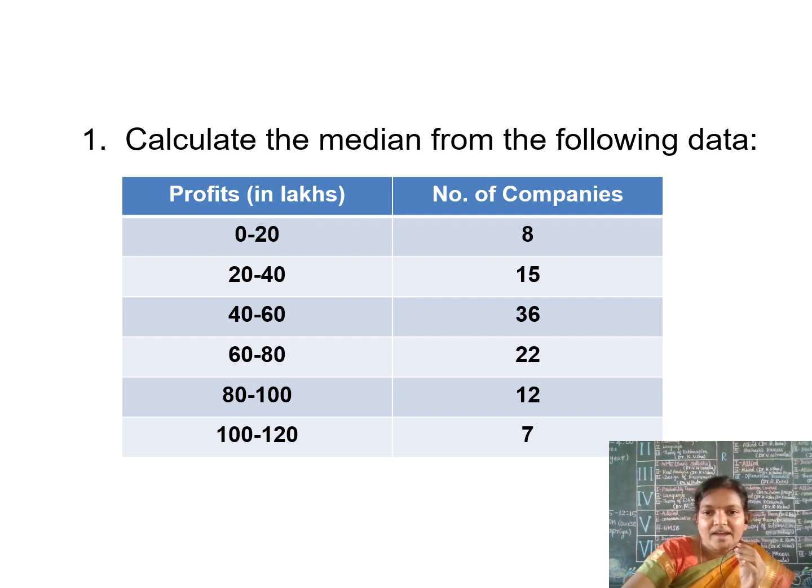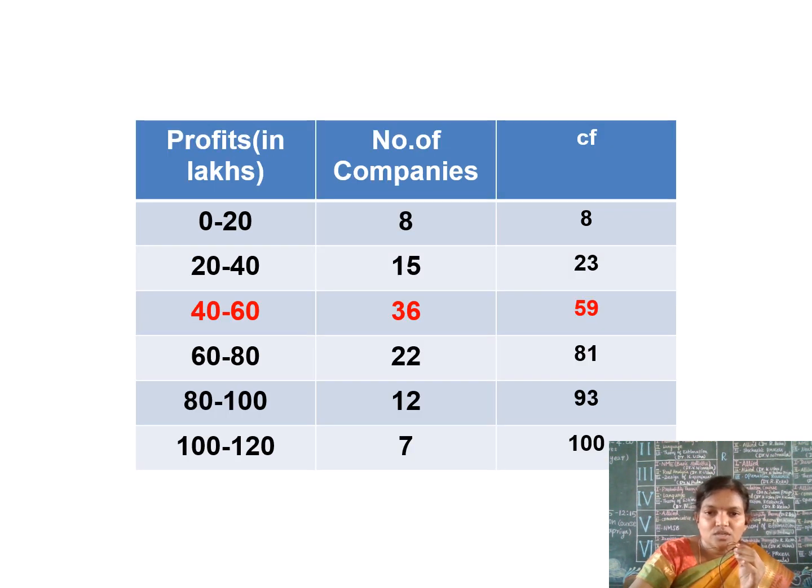Now you should arrange the values column-wise in your solution. Then calculate the cumulative frequency. Cumulative frequency calculation is easy. Again, consider the first value, then add the remaining frequencies: 8 plus 15, 23; 23 plus 36, 59; 59 plus 22, 81; 81 plus 12, 93; 93 plus 7, 100. Now you should compare the frequency total with the last value of the cumulative frequency. It should be equal, and only then are the calculations correct.